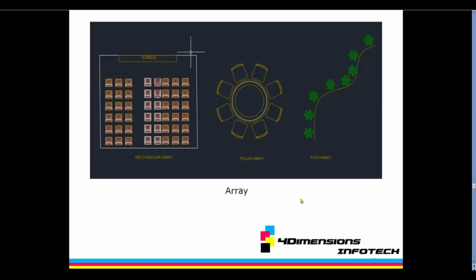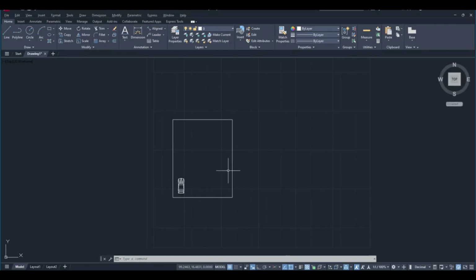In day 6 we are going to learn the commands like array, join, extend, mirror, rotate, divide and measure. In array we have 3 types, that is rectangular array, polar array and path array. In rectangular array you can copy any object in a column and row format with equal distance. In polar array you can copy any object in a circular way by giving the angle. In path array you can copy any object along the path by defining the number of objects. So let's learn these things in AutoCAD.